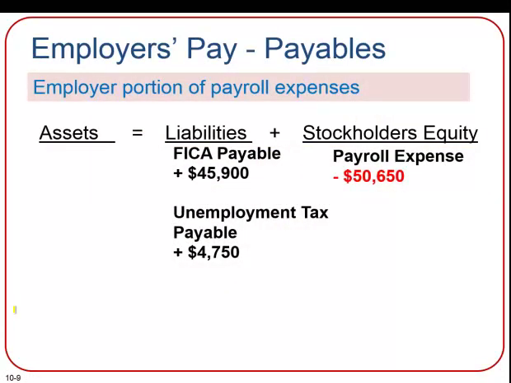And the employer will book an expense for the amount of tax they owe for FICA and any of the unemployment taxes. So here we see the expense for the amount of the FICA and the unemployment tax that they will pay in the future. So don't worry about where these numbers come from. They're just arbitrary. But notice that the liabilities are increasing by the amount the stockholders' equity goes down.